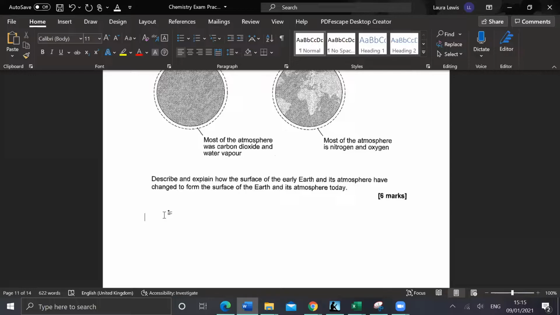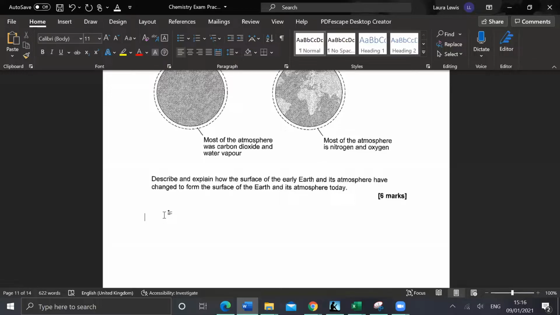Right, so let's look at the actual question here. Describe and explain how the surface of the early Earth and its atmosphere have changed to form the surface of the Earth and its atmosphere today. So it's the surface of the Earth and the atmosphere. It's a very good question. That's why I cut this out of an exam paper to discuss, because it's talking about both. You've got 2 in 1 here.